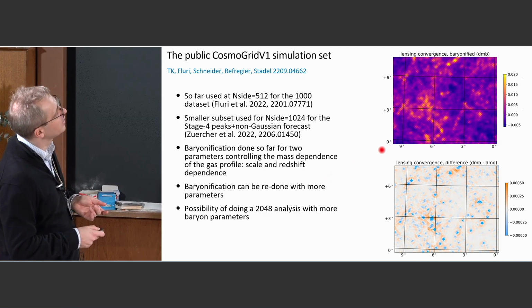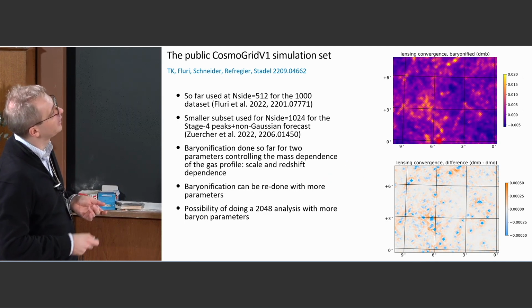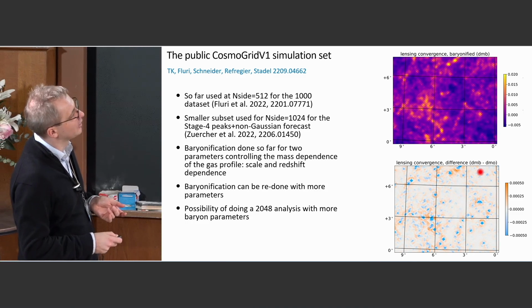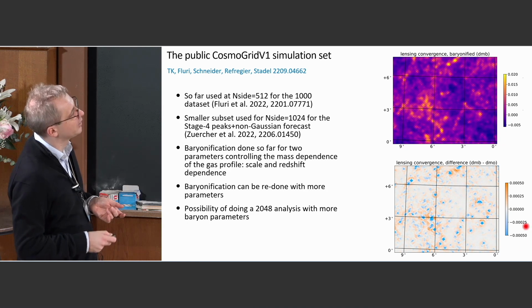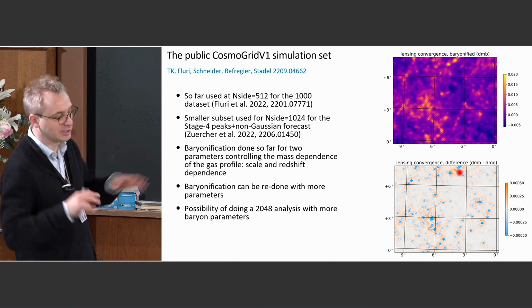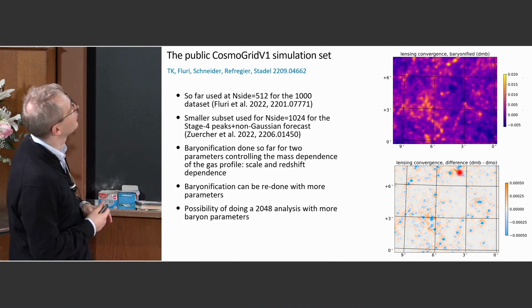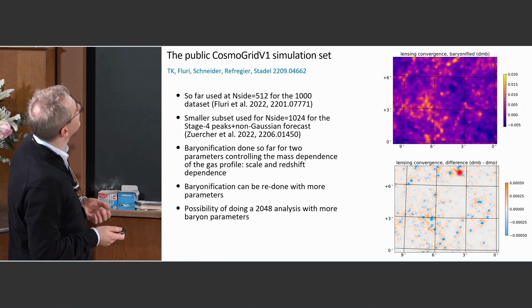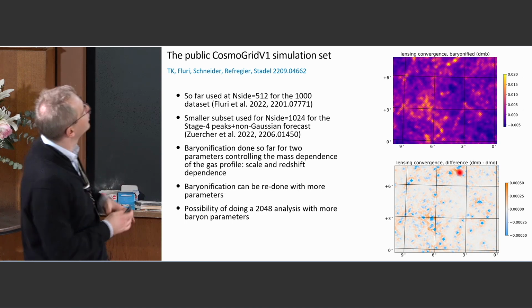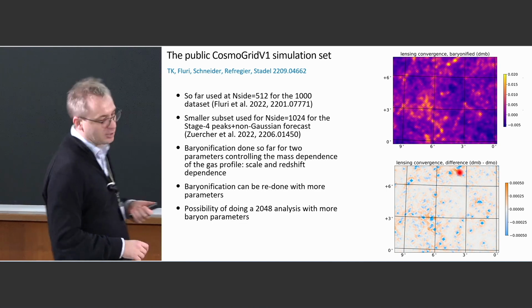So this is the difference between the dark matter only and the baryonified maps. You can compare the color bars here. You can see that for halos, what it does is it pushes out a little bit of the mass from the center, which is what we expect the baryons to do. It's already been used in a number of publications. It's all public.